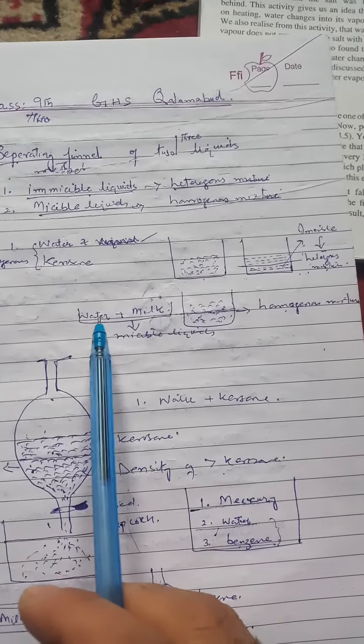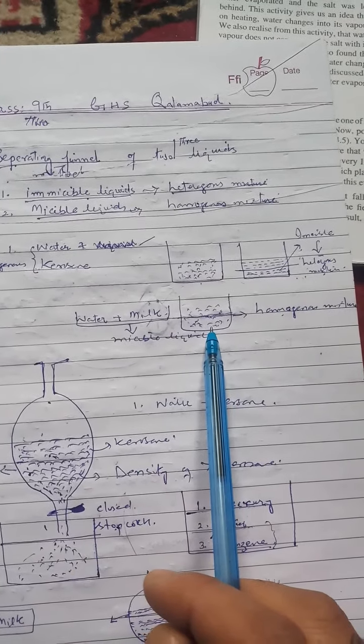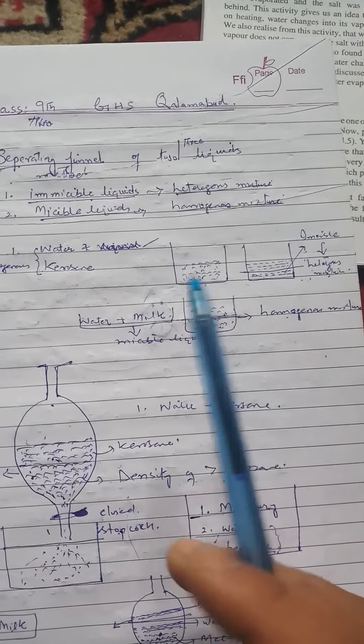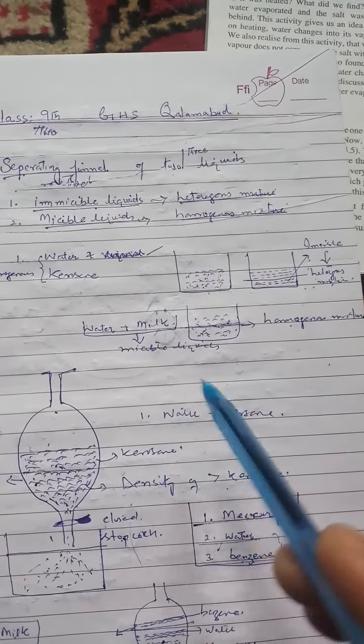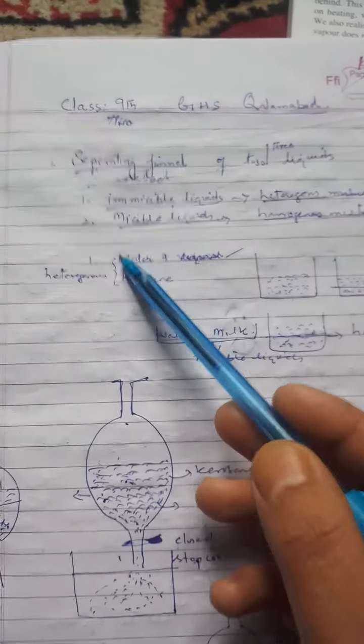On the other hand, if we have a mixture of water and milk, and we keep it undisturbed for some time, because water and milk make a homogeneous mixture, the milk is not lighter, both are equally dissolved. So such types of mixtures are not separated by the separating funnel method.